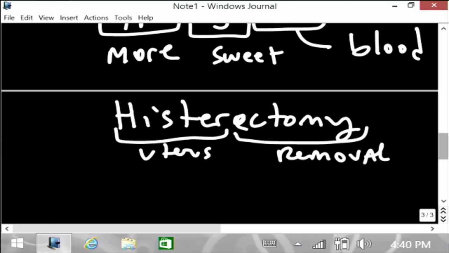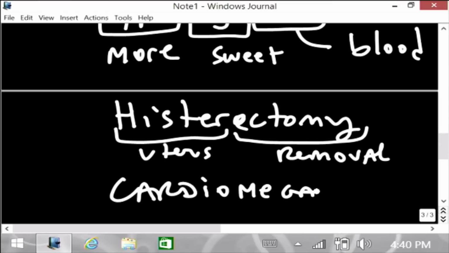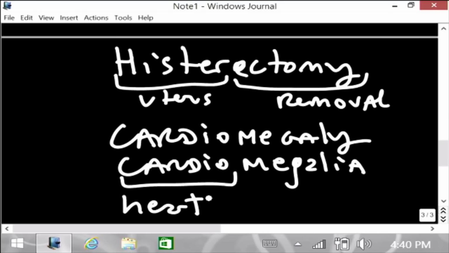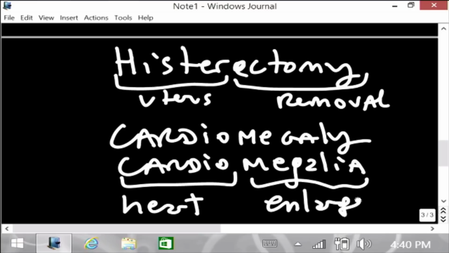What about this one? Let's see. Cardiomegaly, or cardiomegalia. You could also see it like this. What does this refer to? Well, anything that has to do with cardio, we already know that, most likely refers to the heart. And megalia is when it's exaggerated in size, right? It's enlarged in English. So cardiomegalia, or cardiomegaly in English, is known as an enlargement of the heart. So this is just an example.